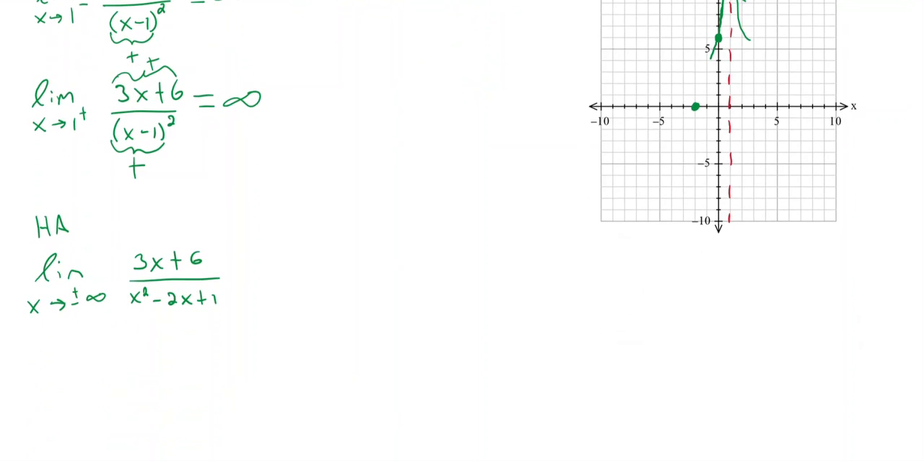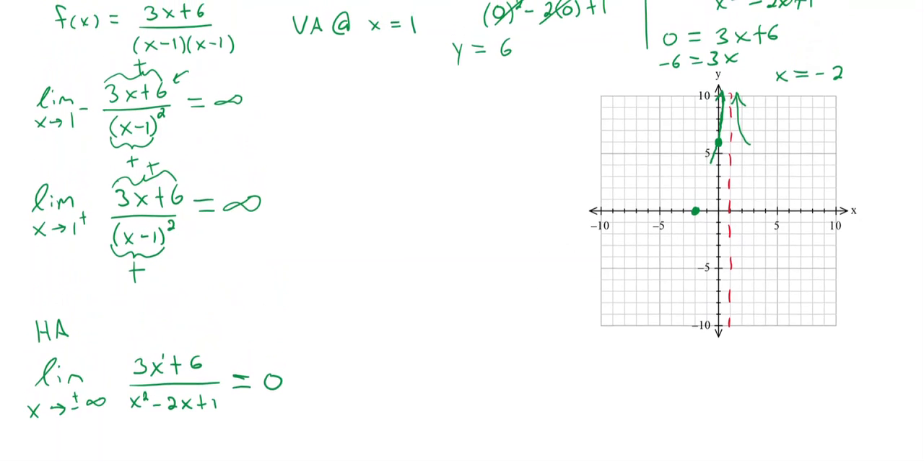The reason why I wrote it that way is because it's clear to see that the degree of the numerator is 1, and the degree of the denominator is 2. So in this case, we are going to be approaching 0, towards either positive or negative infinity. So this is going to have a horizontal asymptote at 0. Okay, so let's draw that in.